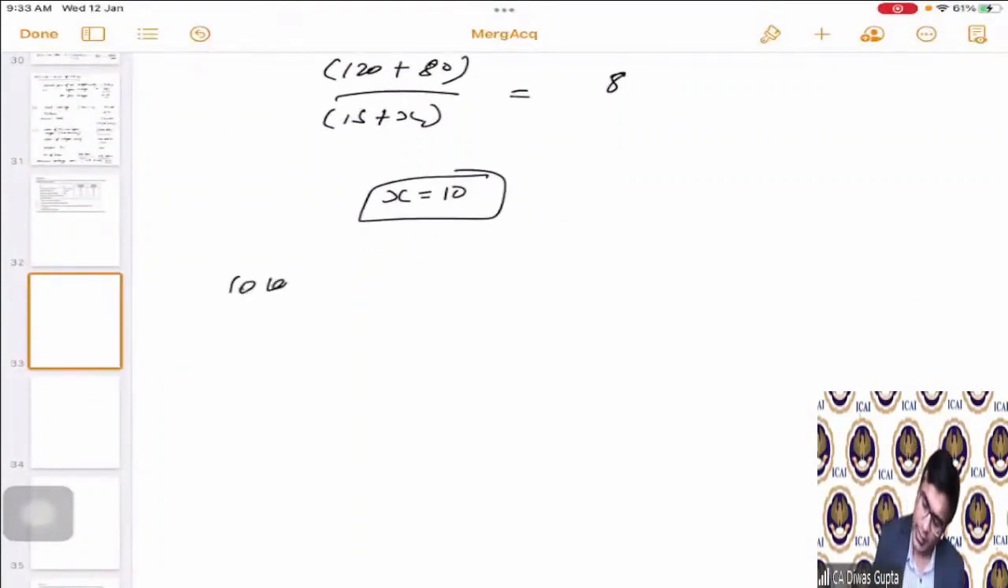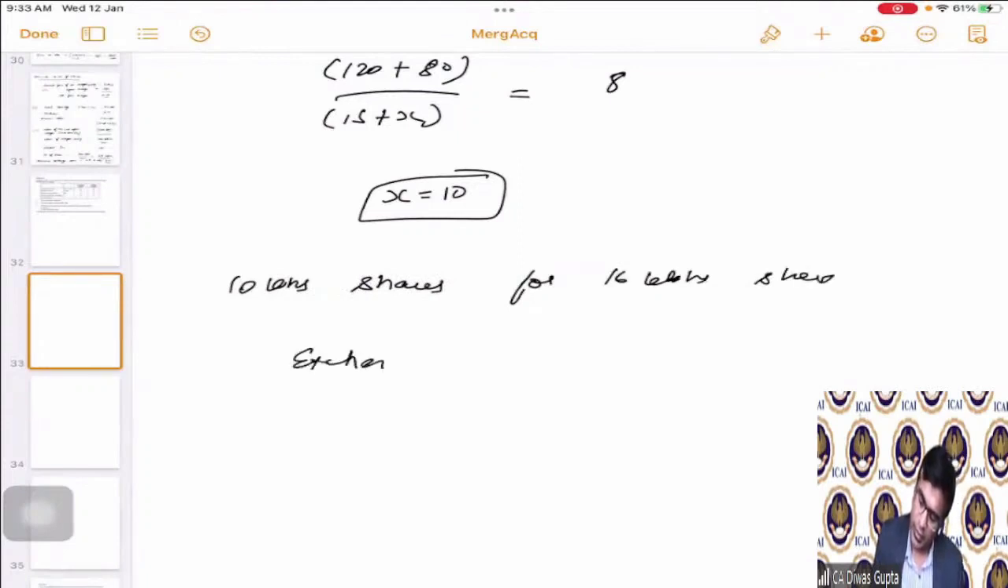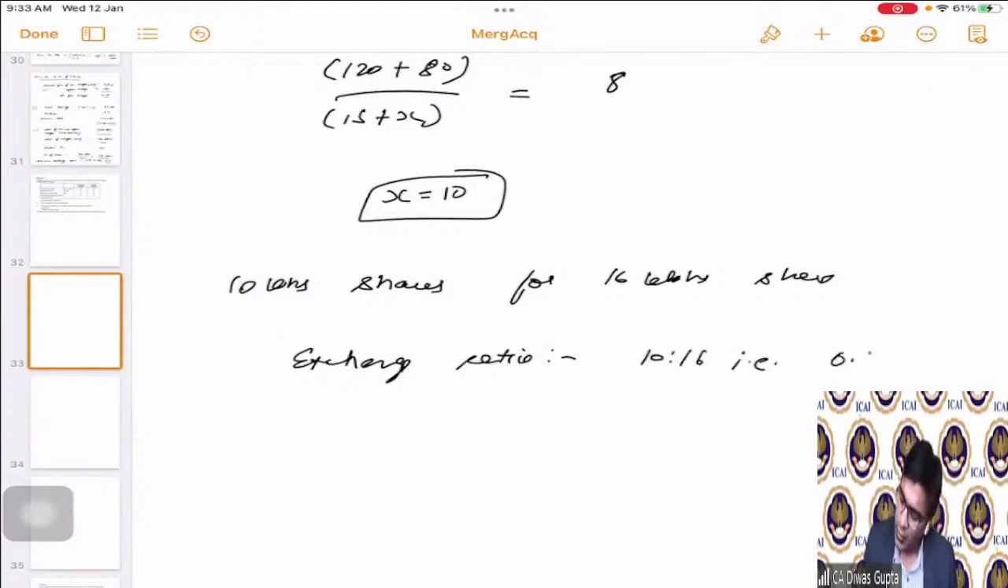So the 10 lakh shares for 16 lakh shares. Exchange ratio will be 10:16. That is 0.625 per share. This is the exchange ratio.